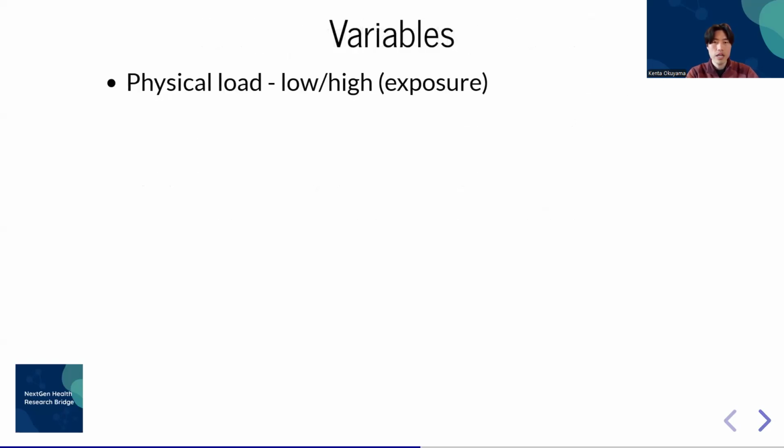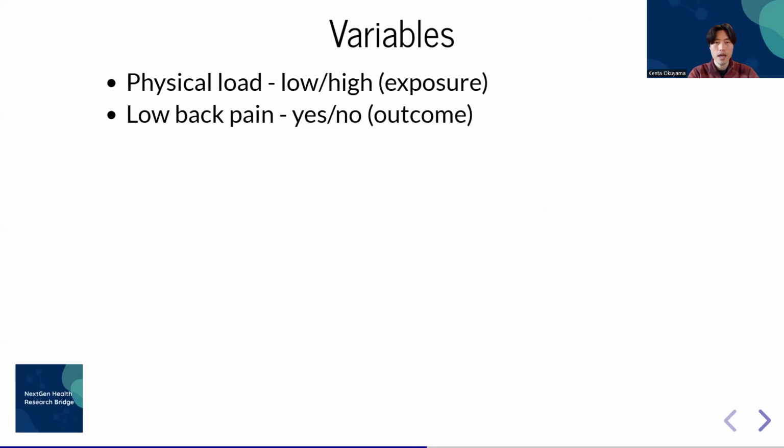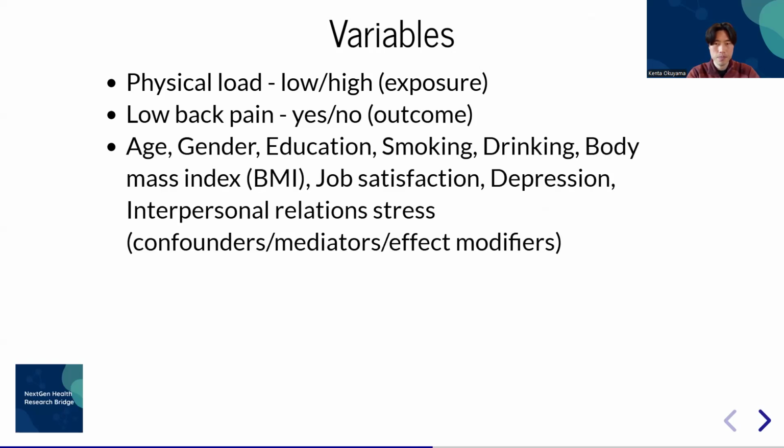The variables that have been included in the study were physical load at work, which was a binary exposure variable, and low back pain as a binary outcome variable. They also had a number of covariates, which could be either confounders, mediators, or effect modifiers.